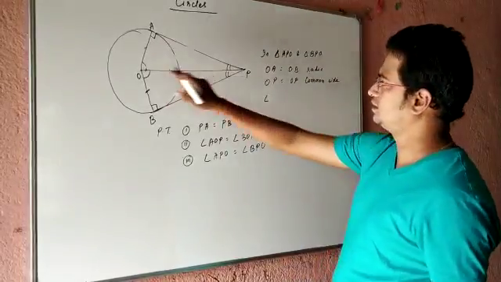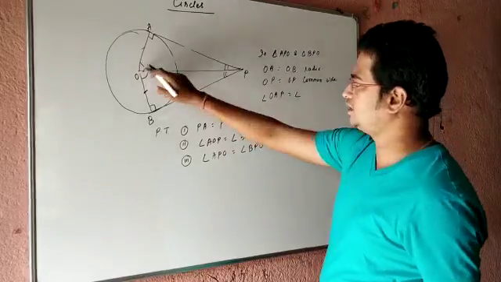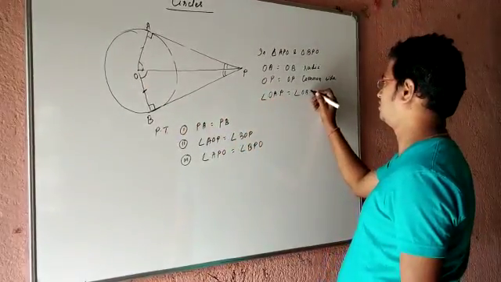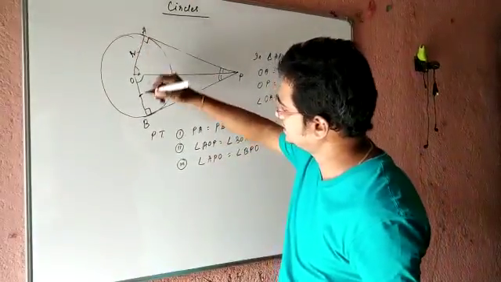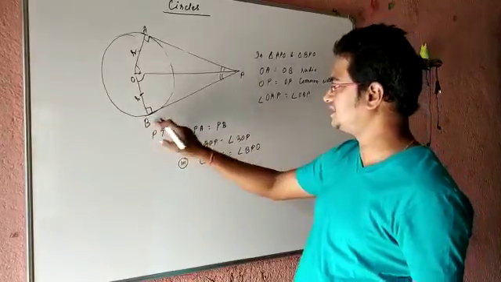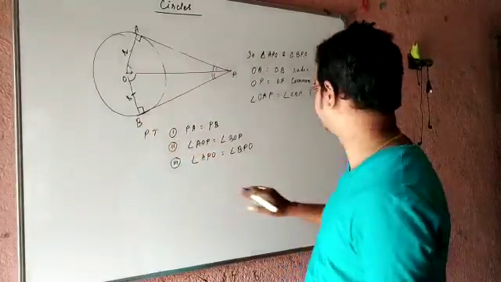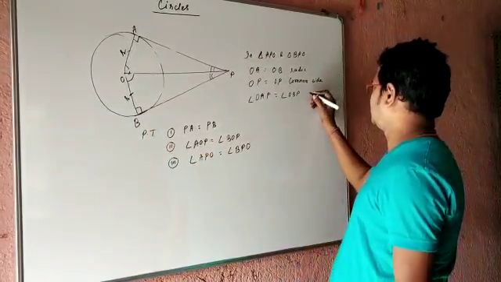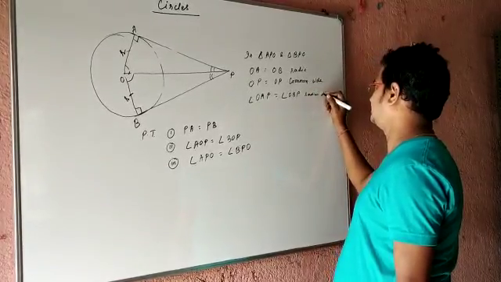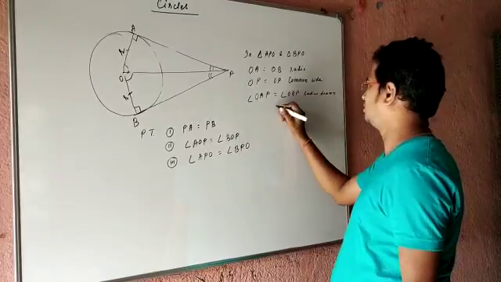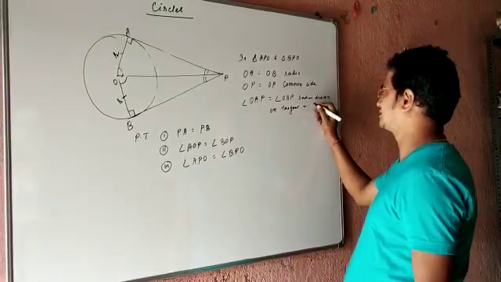And third part we can write angle OAP is equal to angle OBP. As we have discussed in theorem 1, this is the radius and this line segment is the tangent. Radius drawn on tangent is always perpendicular. We can write the reason here: radius drawn on tangent is perpendicular.